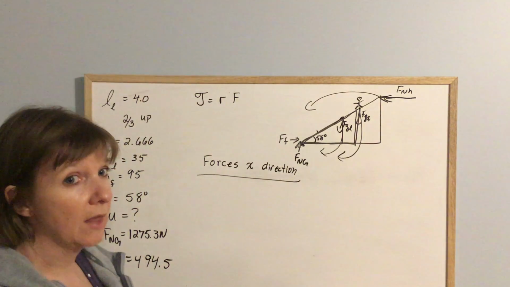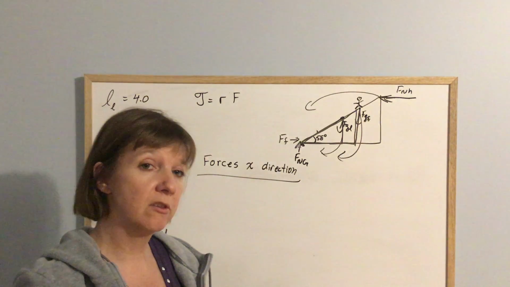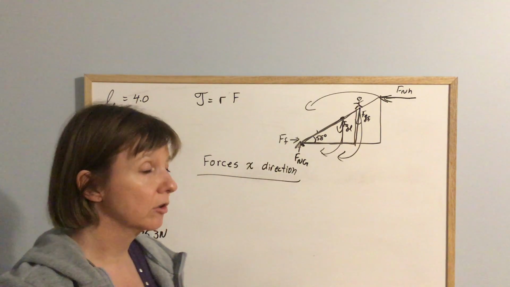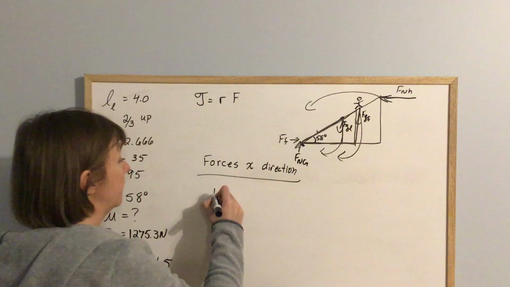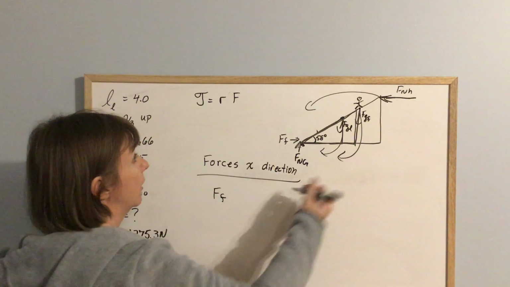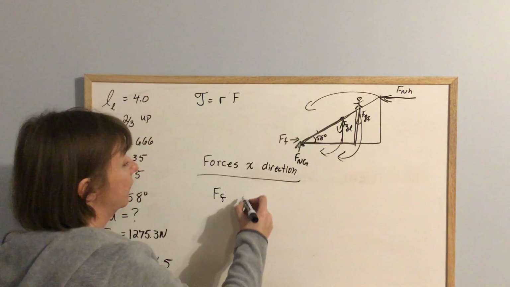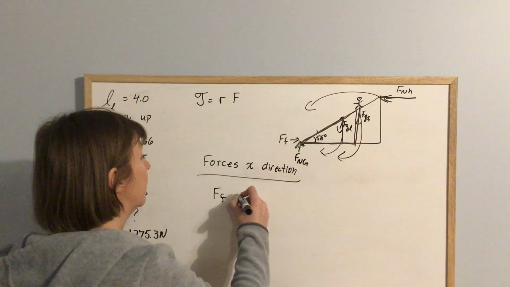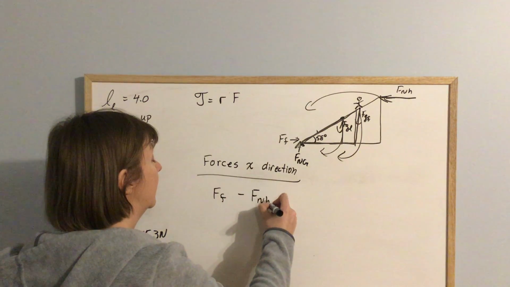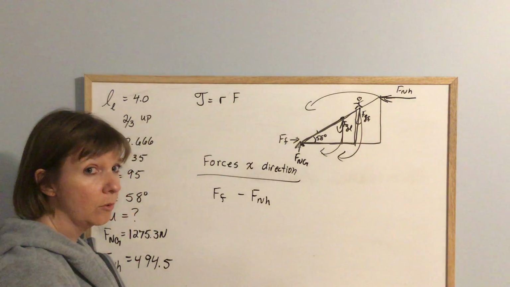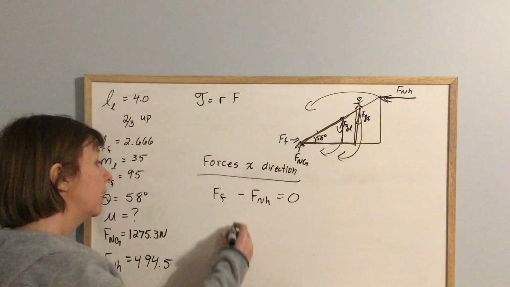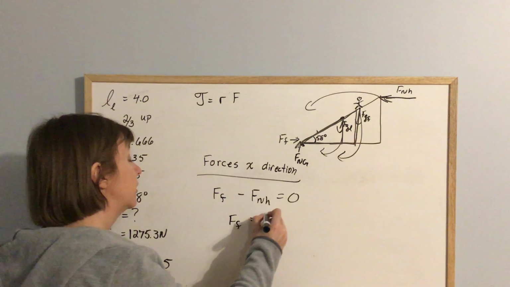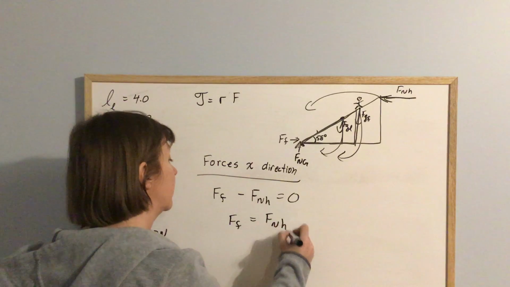Again, those forces added together should equal 0 if this is in static equilibrium, which we certainly hope it is. So we have force of friction going that way. It's going to be positive. We have normal force of the house going that way, so that's going to be negative. And those are the only two forces going horizontally, so the net force should be 0. So really, force of friction is equal to normal force on the house.